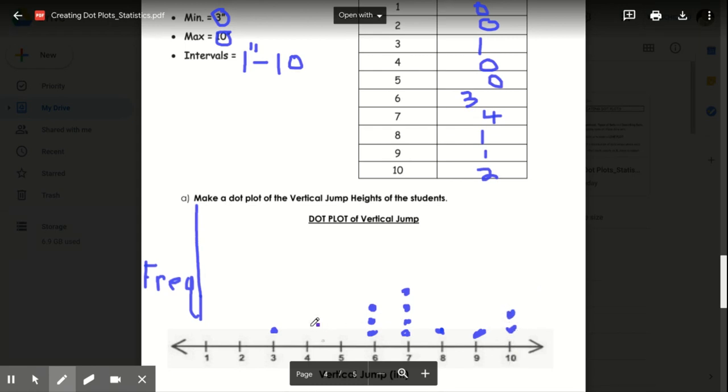The lowest someone jumped was 3. And how many kids jumped 3? 1. That is the minimum value. The minimum value is 3. The maximum value is 10, okay? 10 inches that they jumped. So I'm looking at the vertical height. Okay, now, here we go.